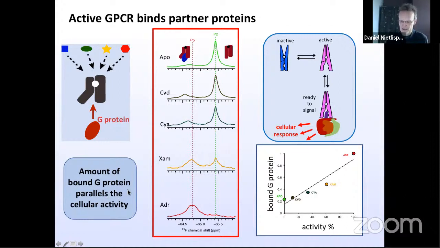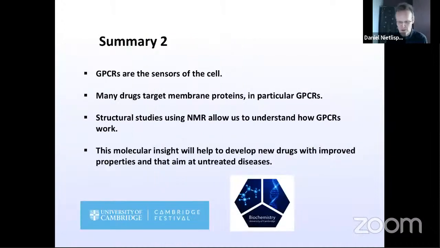So basically we're able to investigate these things in vitro. And this is a start of our studies, and there is of course much more coming, but this was basically to try to tell you about the very basics, how we can investigate these avenues using NMR. So I have here a second part of the summary. GPCRs are the sensors of the cell. Many drugs target membrane proteins, and in particular GPCRs. Structural studies using NMR allow us to understand how GPCRs work, and this molecular insight will hopefully help us to develop new drugs which have improved properties and that will allow us to treat new diseases for which there is no cure currently.